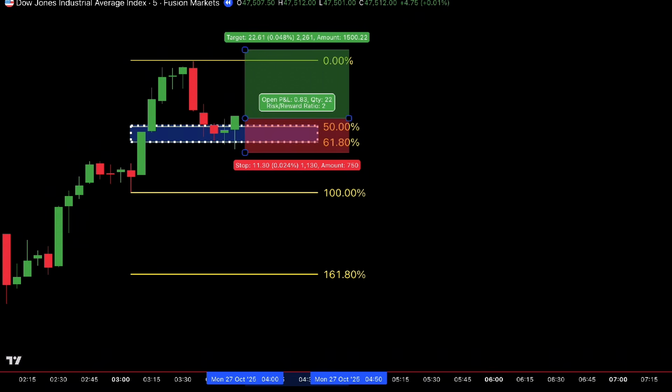Stop loss, below the liquidity sweep wick. Target, aim for a 2-to-1 reward to risk ratio. Since this is a new impulsive move, it is likely to break the previous higher high, so we place the target slightly above that high to secure the full 2-to-1 ratio.